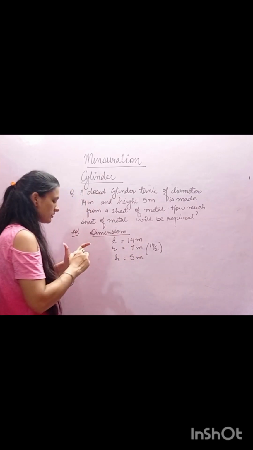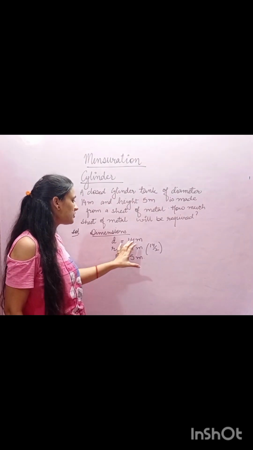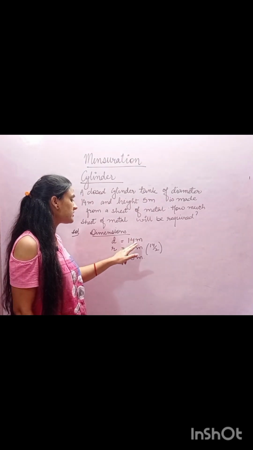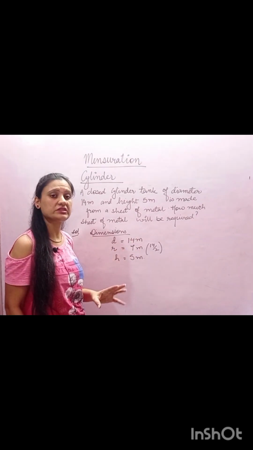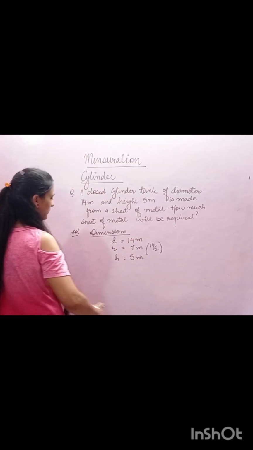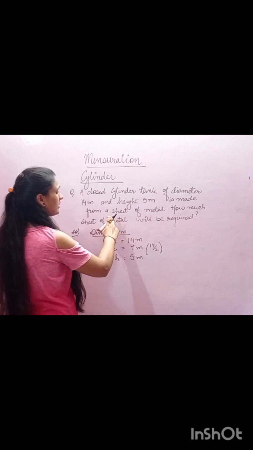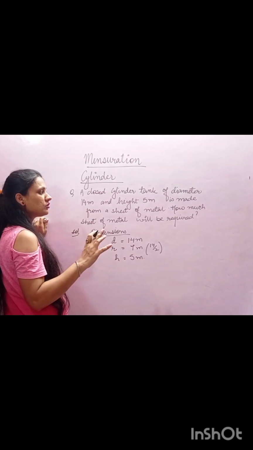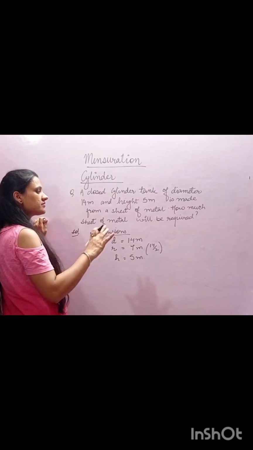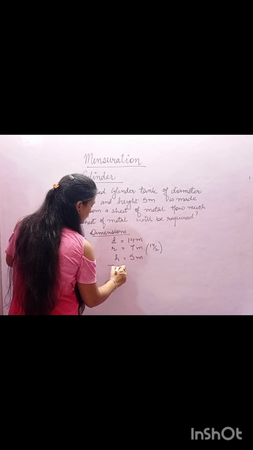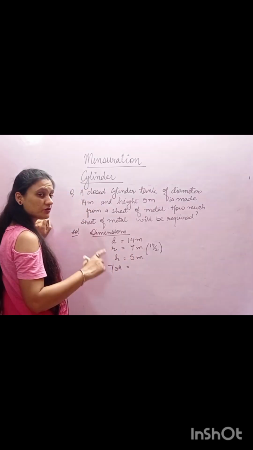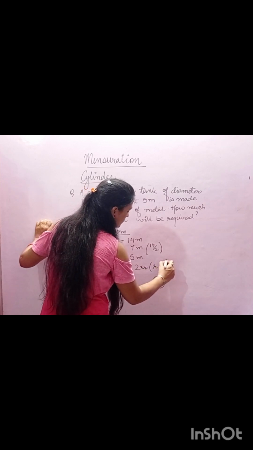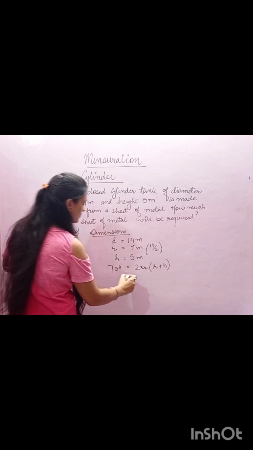Children, make sure that you write down the dimensions so that you'll understand whether all the dimensions are in the same unit or not. If some unit is centimeter or meter, you have to convert into the same unit to apply in the formula. So here we have to find out the sheet needed to make the cylinder, meaning it's not a hollow cylinder, they didn't say this. So that is why you have to find out the TSA. So what is the TSA of a cylinder? Very important to write down the formula, that is 2 pi r into r plus h. Clear? Now substitute the values here.